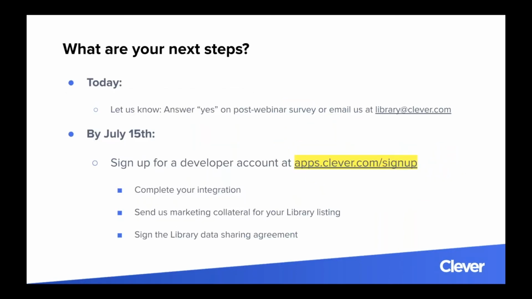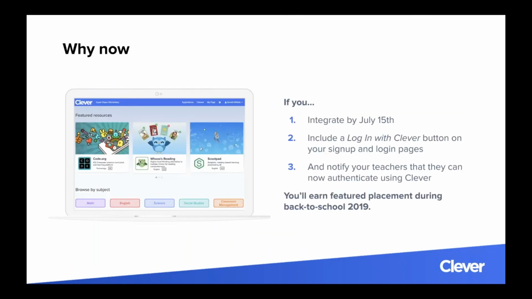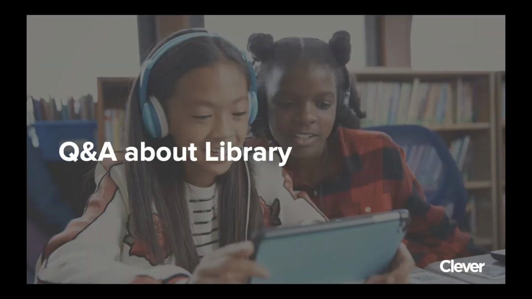So I'm going to repeat all that one more time, and again, you will get a recording of this. Your steps to integrate are: sign up for a developer account at apps.clever.com/signup, complete your integration, fill in your marketing assets for your profile, and sign the library data sharing agreement. All of that gets you live in the library. And then if you go a little bit further and actually include a login with Clever button on your sign up and login pages, and notify your teachers that they can authenticate using Clever, you'll earn featured placement during back to school 2019. So let's pause there before we head into the technical portion of our webinar and answer your questions.